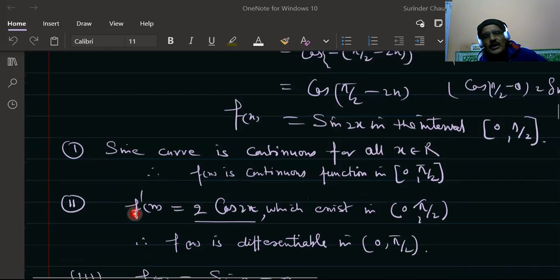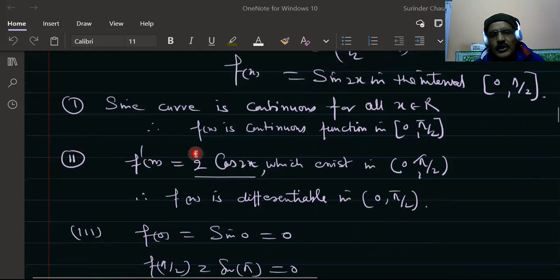We have differentiated f(x), which is equal to 2 cos 2x, which exists in this interval (0, π/2). Therefore, f is differentiable in this interval. Differentiating gives a new function which exists in this interval, therefore f is differentiable.